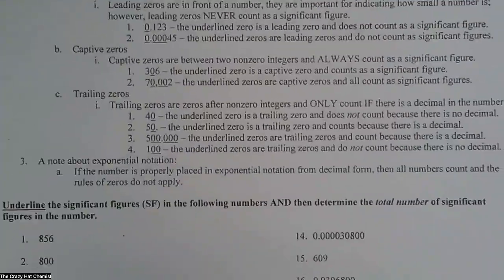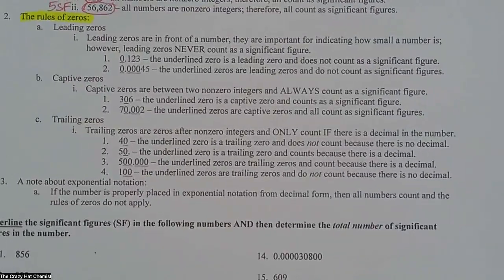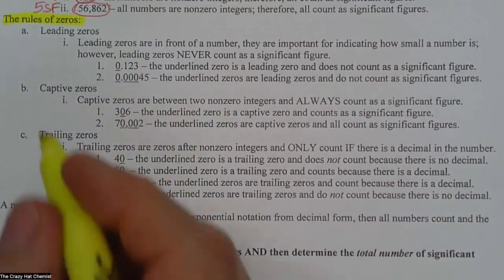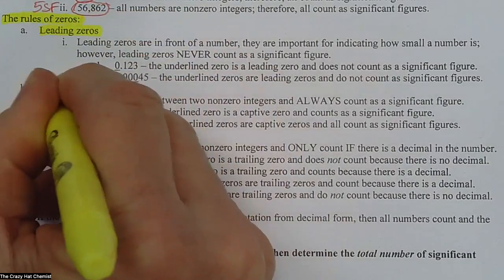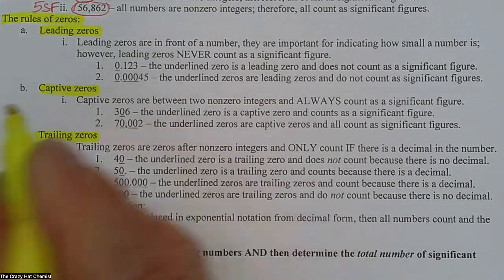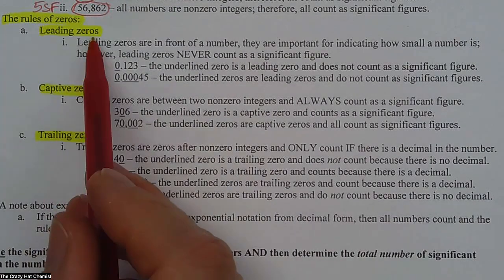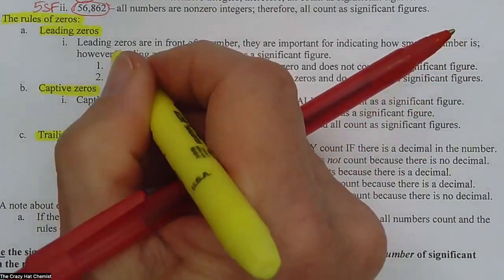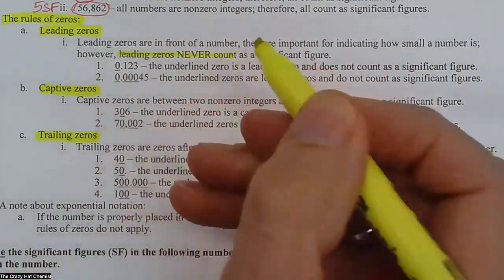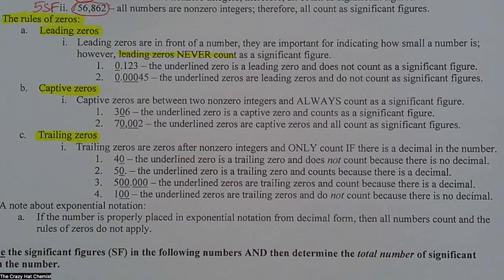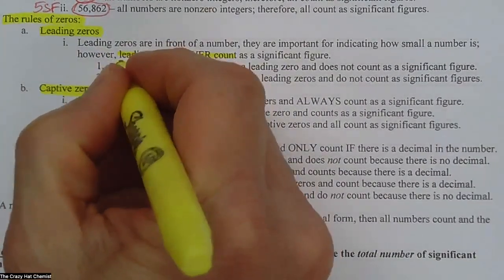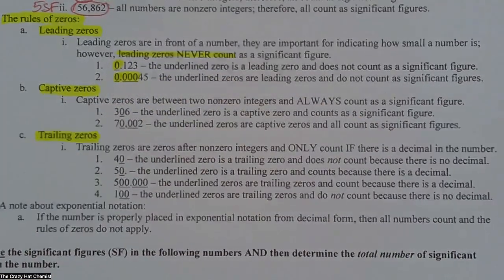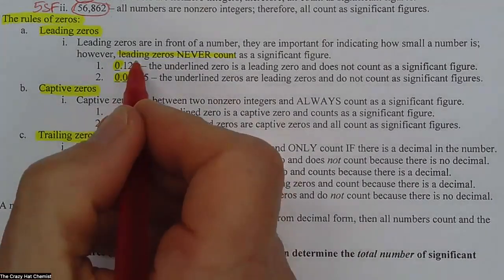So let me back up on this a little bit so you can see the entirety of these words here. Leading zeros, captive zeros, and trailing zeros. So leading zeros are in front of a number. They never count. So leading zeros, very simply, never count as a significant figure. So what is a leading zero? This is a leading zero, this is a leading zero, as well as those. Those are leading zeros. So those zeros do not count in this number.